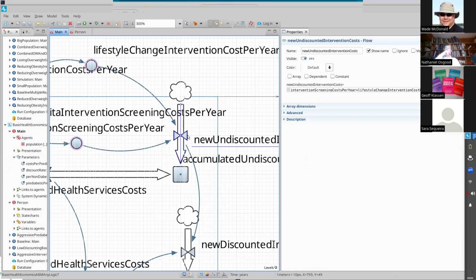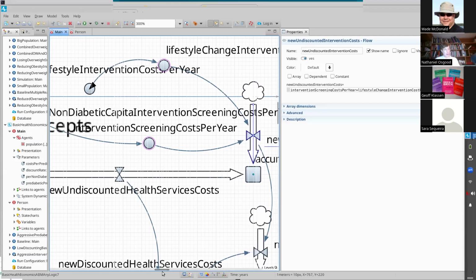So this flow is of units person per year. Okay. So intervention screening costs per year and lifestyle change intervention costs. Where do those come from in turn?